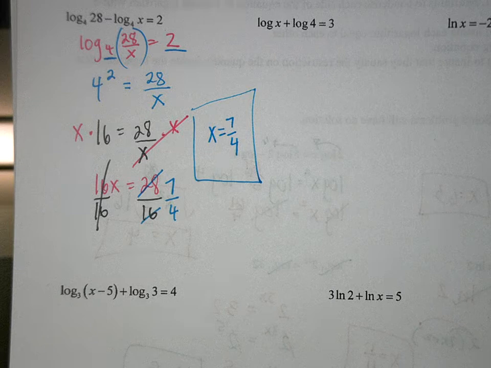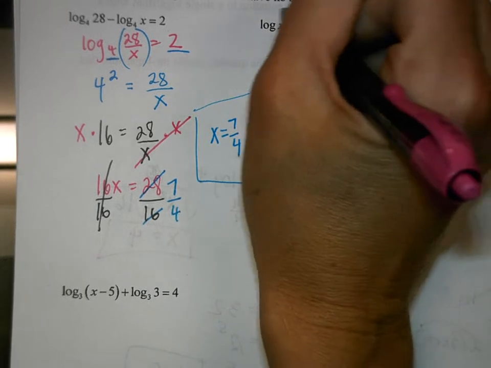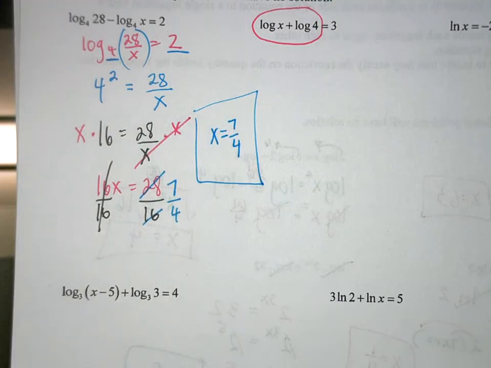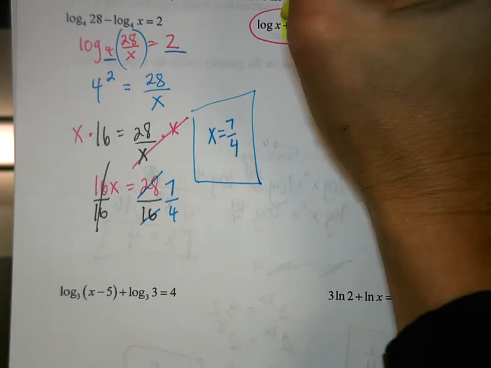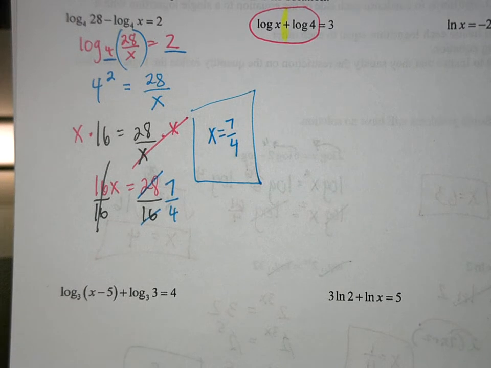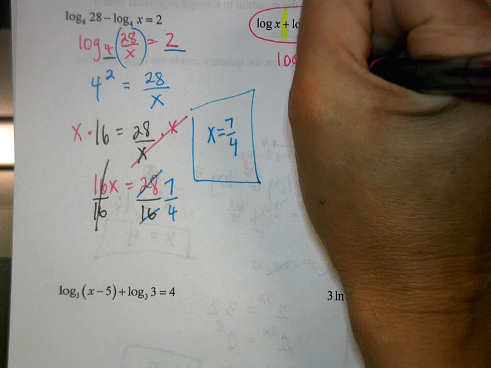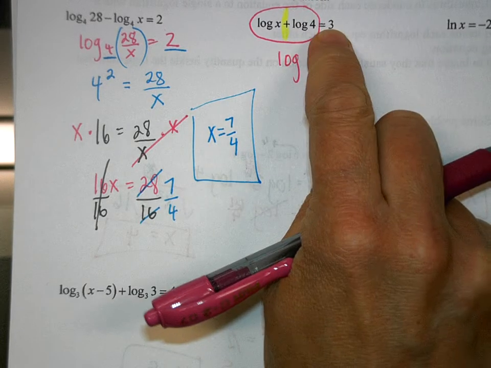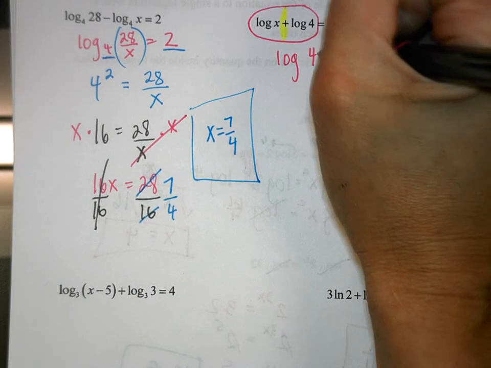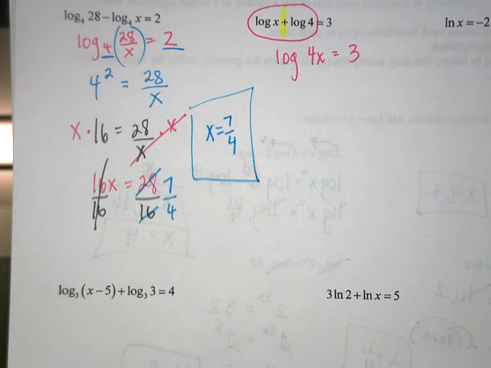Okay, so our first step always is to make them a single log. How can I condense those to make a single log? You end up condensing them, it turns to multiplication. So these two logs right here, because of my adding sign, we can condense them and they turn into multiplication. We end up with log of x times 4, which we would probably write as 4x, equals 3.